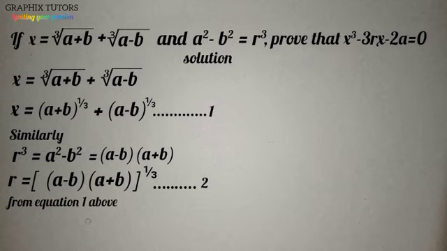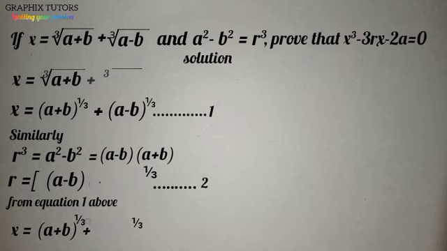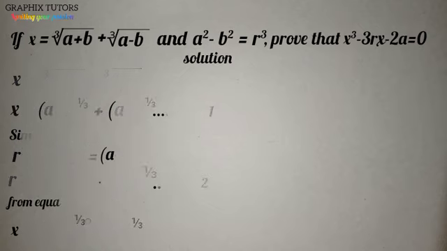Now, from equation 1, we say that x is equal to (a plus b) to the power of 1 over 3 plus (a minus b) to the power of 1 over 3. If I manipulate this, whatever I do on the left-hand side, I must apply on the right-hand side of the equation. So if I raise x to the power 3 on the left-hand side, I must raise the right-hand side to the power 3 too. So it will now be x cubed is equal to ((a plus b) raised to the power 1 over 3 plus (a minus b) raised to the power 1 over 3) all cubed, right?